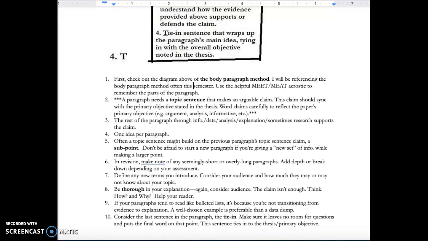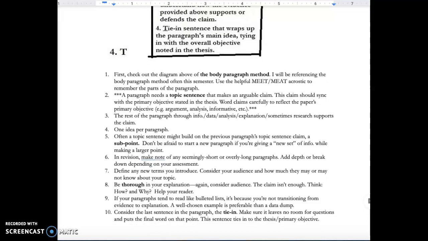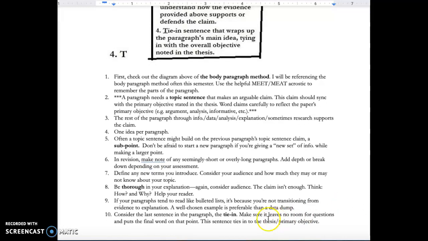But this is one of those areas where it's really up to you to go the extra mile, to be helpful, and make sure you're teaching the reader what you know by virtue of what you've read, the research that you've done. That analysis is how you are helping the reader understand or comprehend your content or your discussion. So lastly, number 10, consider the last sentence in the paragraph the tie-in. Make sure it leaves no room for questions and that it puts the final word on that particular point. This sentence ties into the thesis, the primary objective.